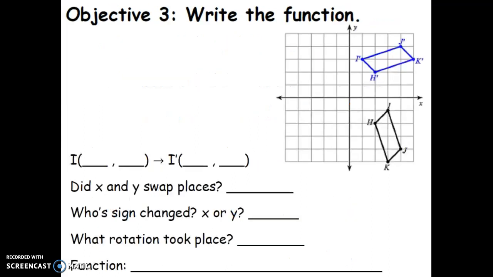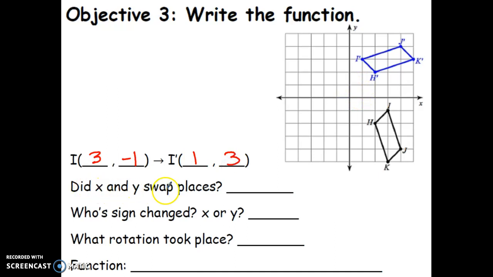And finally, our last objective, which is writing the function. So I provided a few questions that you all need to ask yourself in order to write the function. So first, find an ordered pair, choose a letter. So I went ahead and chose an I for you. Let's identify the ordered pair for I. 3, negative 1. And then the ordered pair for I prime, 1, 3.